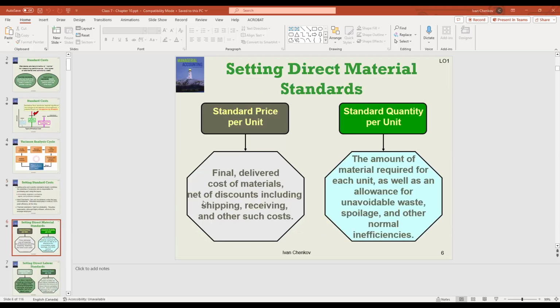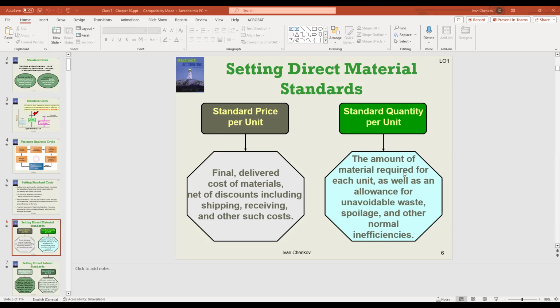So let's continue. For that reason, we have to set up the price standard and the standard for the quantity. What will be the standard for the price? Our standard price will be per unit, obviously, and it will be the final delivered cost of the material, with discounts deducted, and including shipping, receiving, and any other cost.